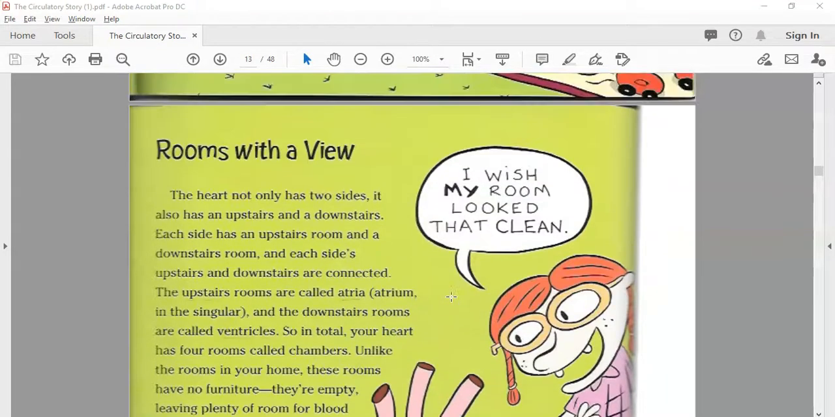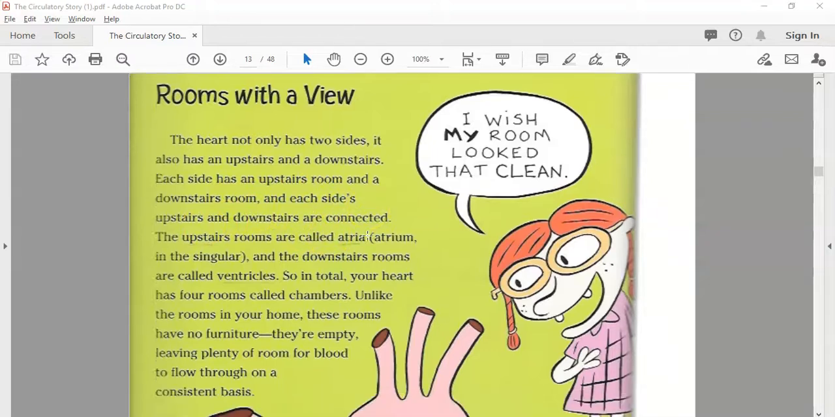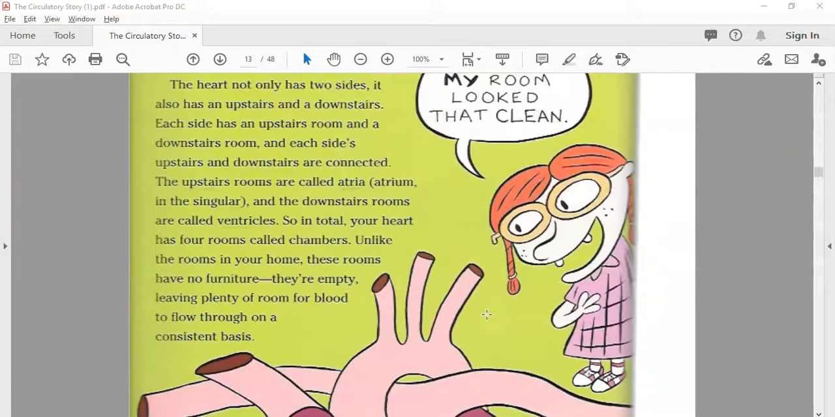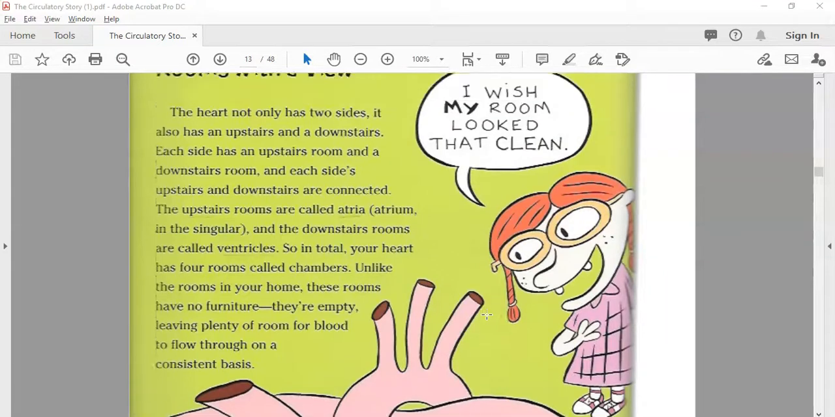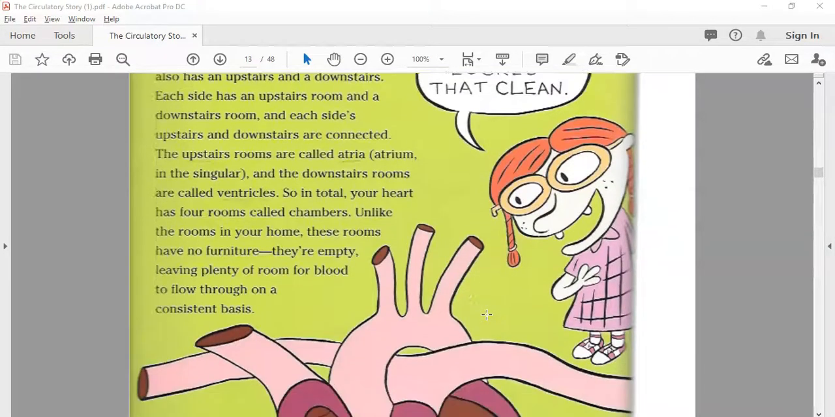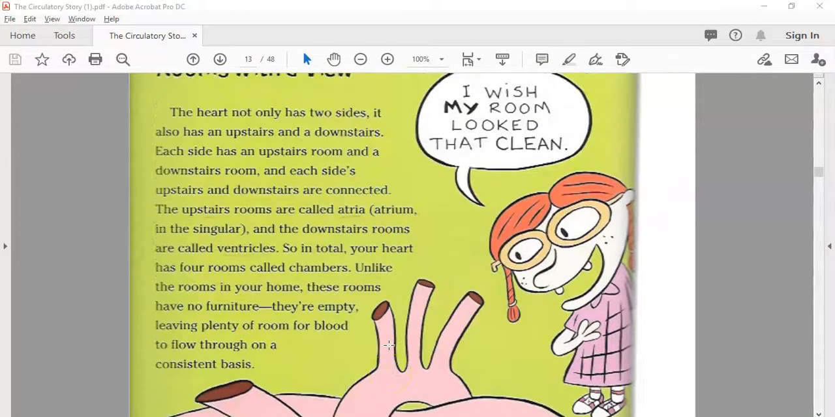So let's go ahead and see. The heart not only has two sides, it also has an upstairs and a downstairs. Each side has an upstairs room and a downstairs room. Each side's upstairs and downstairs are connected. Oh, so not only does the heart have two sides, it also has an upstairs and a downstairs. So let's see what those rooms do. But boys and girls, does our heart literally have rooms, like really in there? There's a little door that closes and opens? No, it's figurative speech. That means that there's 4 different parts of the heart.